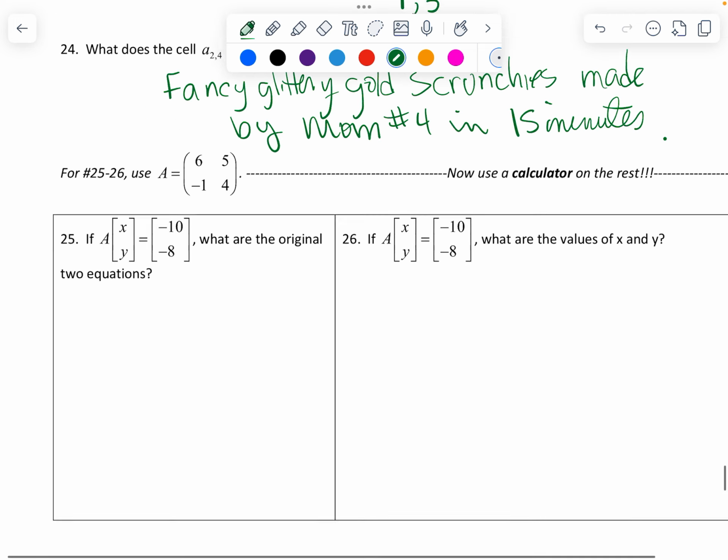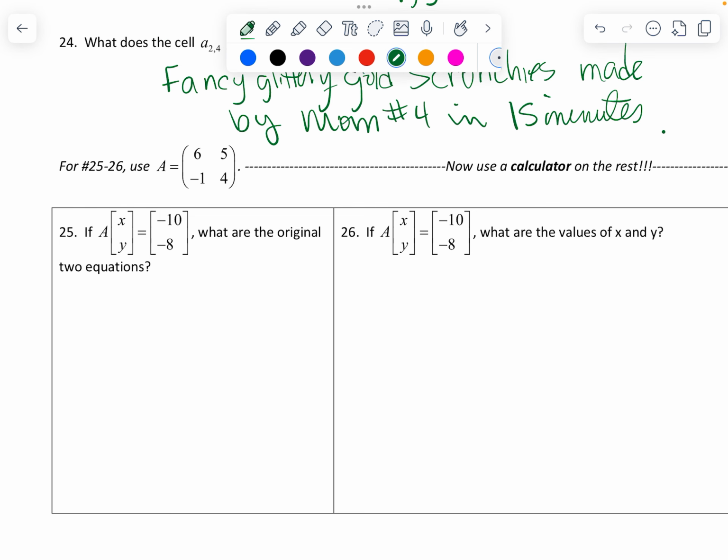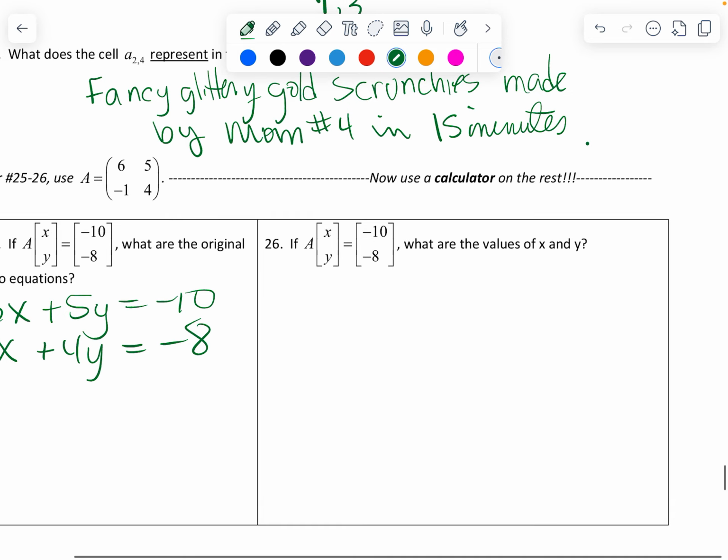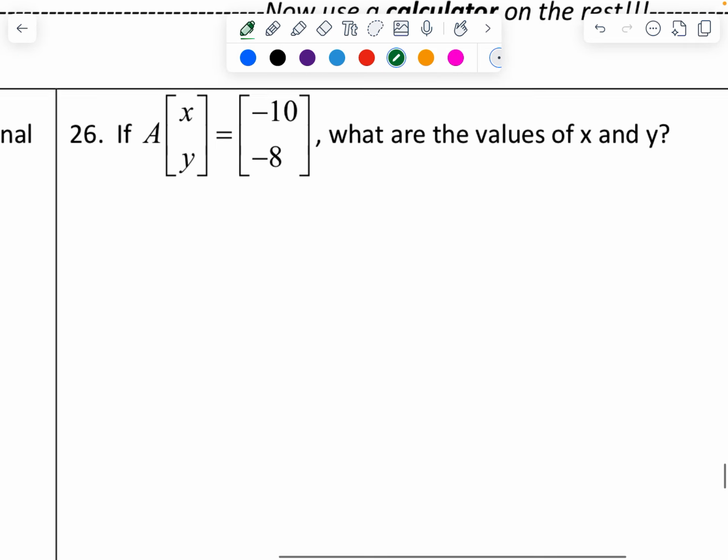Okay, so next, oh, what's the original equation? Okay, so the next original equation, we would do 6x plus 5y equals negative 10. We would do negative x plus 4y equals negative 8. Okay. And find x and y.